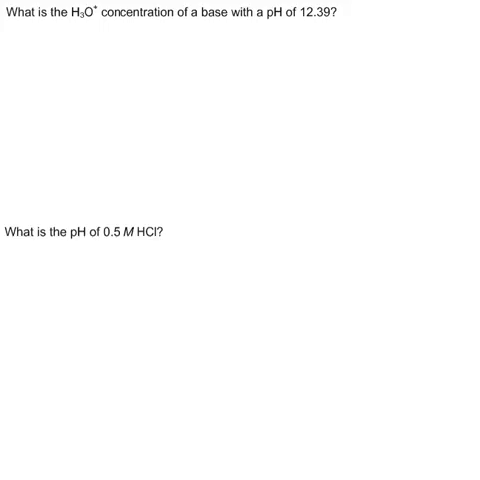What is the H3O plus concentration of a base with a pH of 12.39? And then second question, what is the pH of a 0.5 molar HCl? So these two questions are sort of opposites of one another. One formula, you'll take a pH and find a concentration, and in the other question, you're being asked to take a concentration and turn it into a pH. So these are two opposite functions.